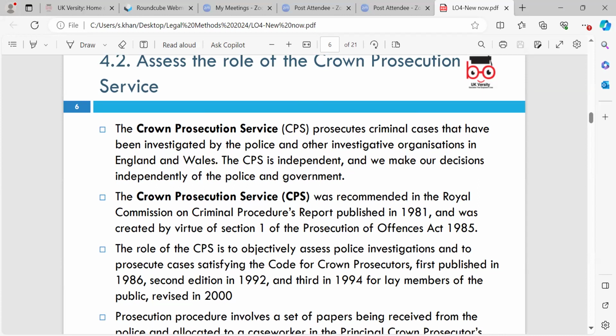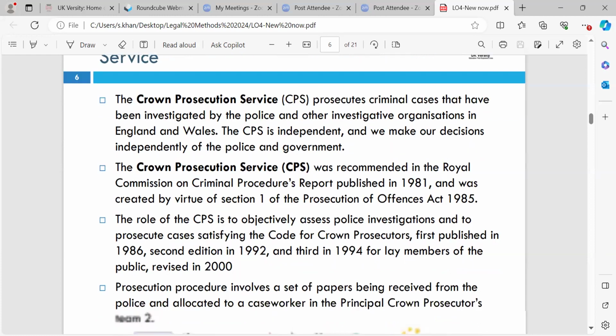The Crown Prosecution Service, referred to as the CPS, prosecutes criminal cases that have been investigated by the police and other investigative organisations in England and Wales. The CPS is independent, and they make their decisions independently of the police and the government. The CPS was recommended in the Royal Commission on Criminal Procedure report published in 1981 and was created by virtue of Section 1 of the Prosecution of Offences Act 1985.